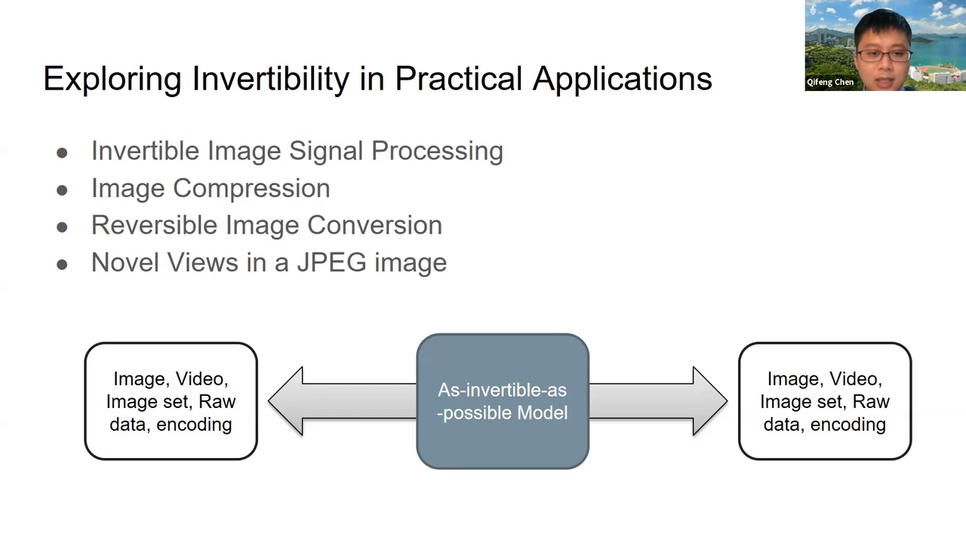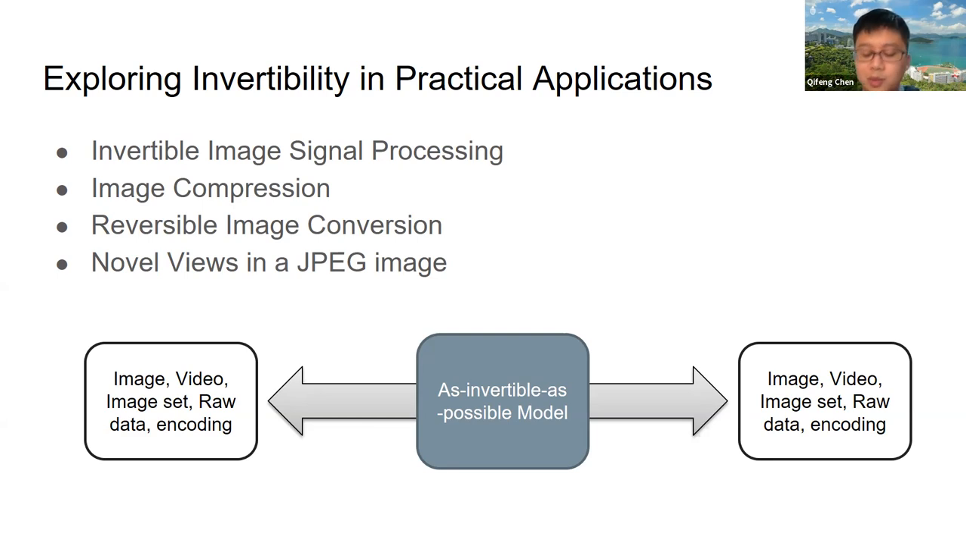And lastly, there is also a very hot topic in computer vision, which is novel view synthesis. We present a new approach that can embed novel views in a single JPEG image. That means after we have a JPEG image produced by our model, we can see the scene in 3D.